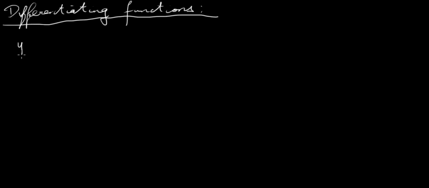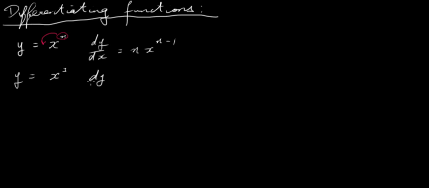So I'm going to do the basic rule, y is equal to x to the power of n. Now the basic rule is simply dy dx is equal to, you take the n here and bring it down here, multiply, and then subtract 1 from the power. So what you end up with is n times x to the power of n minus 1. So if we take, for example, y is equal to x cubed, then dy dx is equal to 3 times x squared. Bring the 3 down, subtract 1 from the power.